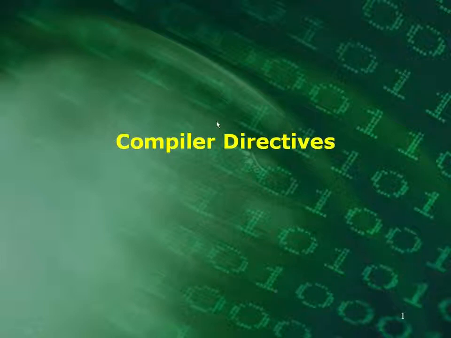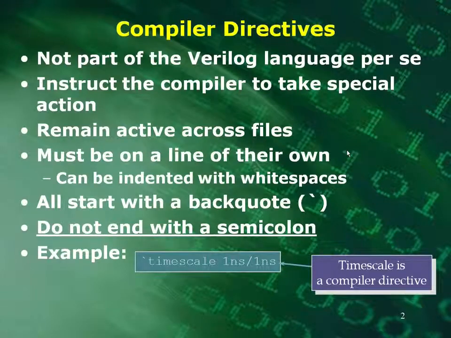I'll get my screen set up here. So compiler directives are not part of the Verilog language per se, okay? But they instruct the compiler to take special action. The compiler directives remain active across files, and they must be on a line of their own. They can be indented with white spaces, and they all start with a back quote, or I call it a tick. And they do not end with a semicolon. So you've seen this example before of timescale, where we had tick timescale 1 nanosecond / 1 nanosecond. So this is a compiler directive.